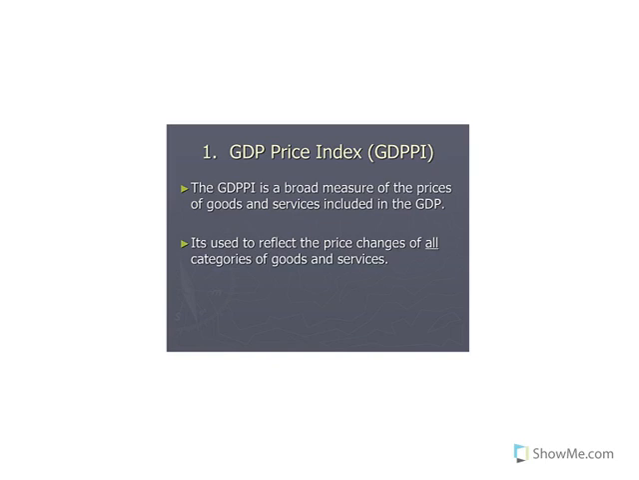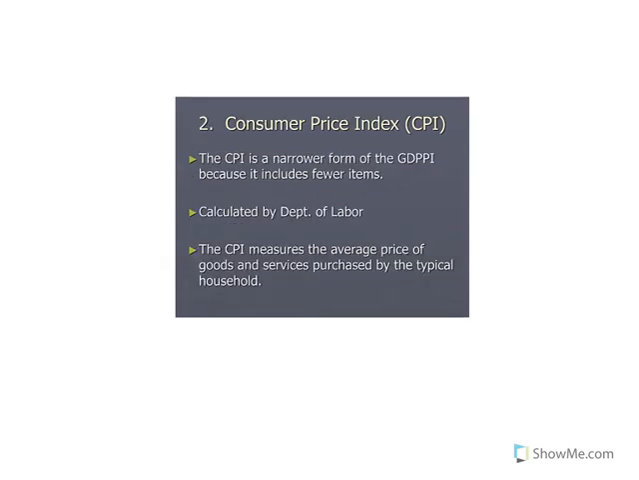But if we want to analyze more specific categories of goods and services, we're not going to want to use the GDP Price Index. The most common price index that you've probably heard of is what we call the CPI, or the Consumer Price Index, and it includes a much smaller, what we call market basket of goods. It only tracks the price changes of the average goods and services that are purchased by the typical household in the United States. So it is calculated by the Department of Labor.